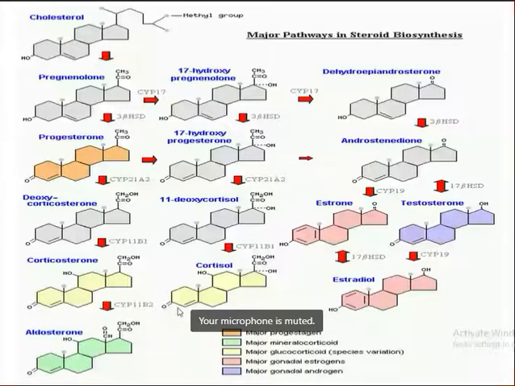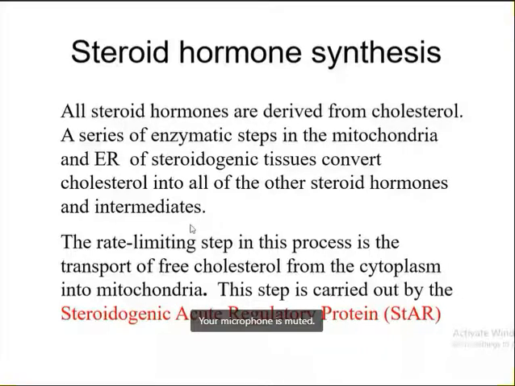All steroid hormones are derived from cholesterol. A series of enzymes in the mitochondria convert cholesterol into all of the steroid hormones. The rate limiting step is the transport of free cholesterol from the cytoplasm into the mitochondria. This step is carried out by the steroidogenic acute regulatory protein, StAR. Okay, remember.